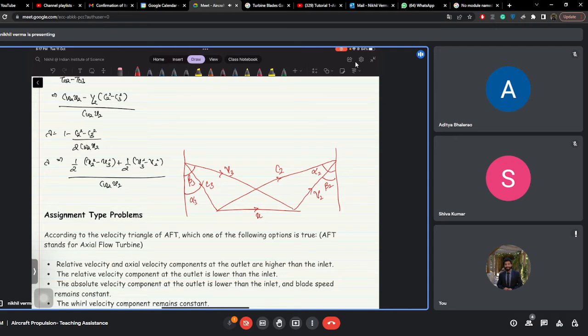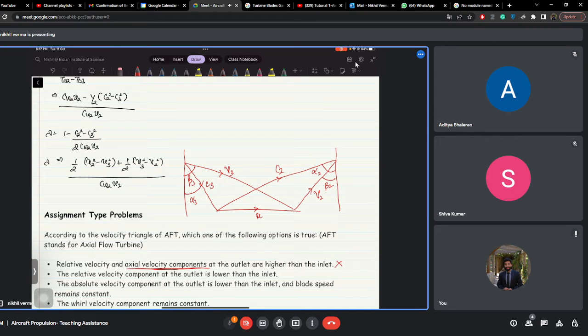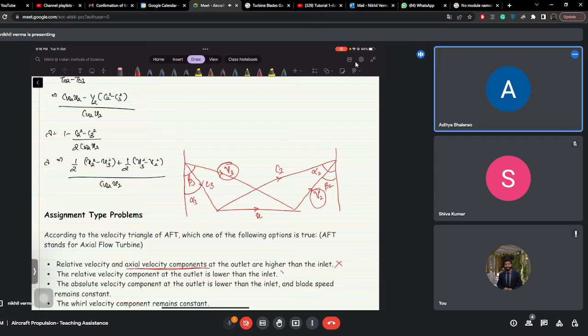Let us answer this question. Relative velocity and axial velocity component at the outlet are higher than the inlet. Is it true? Does the axial velocity change from inlet to outlet? No. So this cannot be the answer. The relative velocity at the outlet is lower than the inlet. The relative velocity is this V3. Does it look like V3 is smaller than V2 in magnitude? No. So this cannot be your answer.